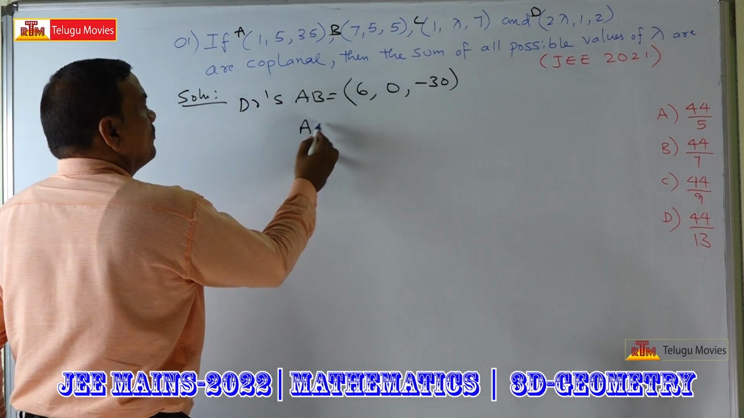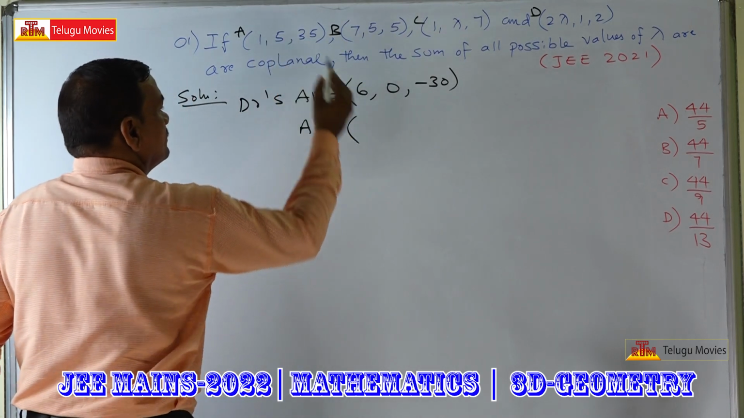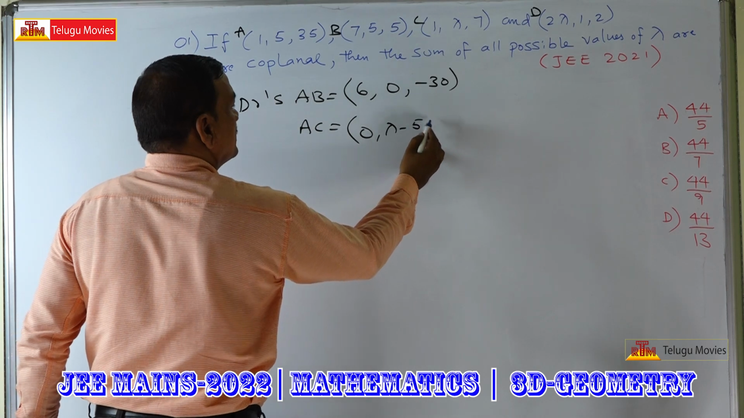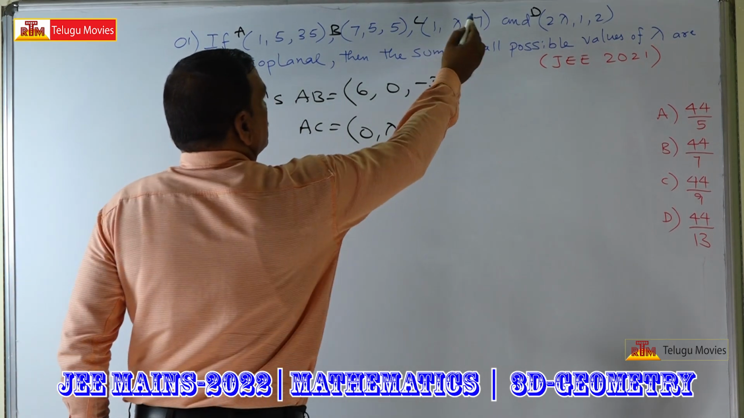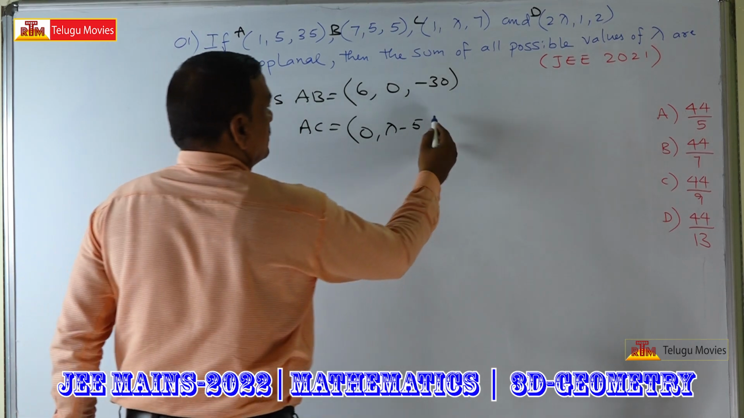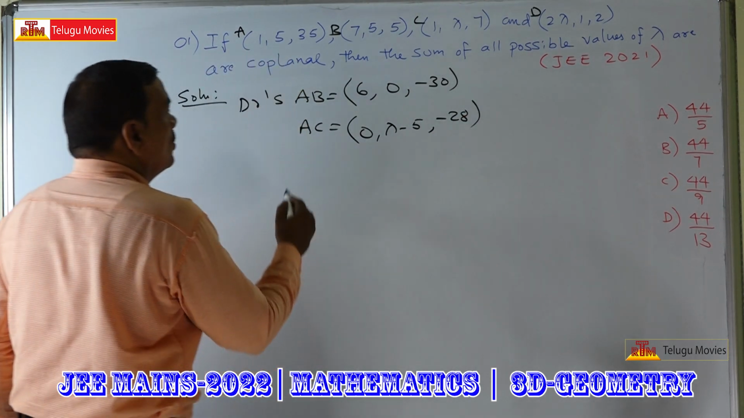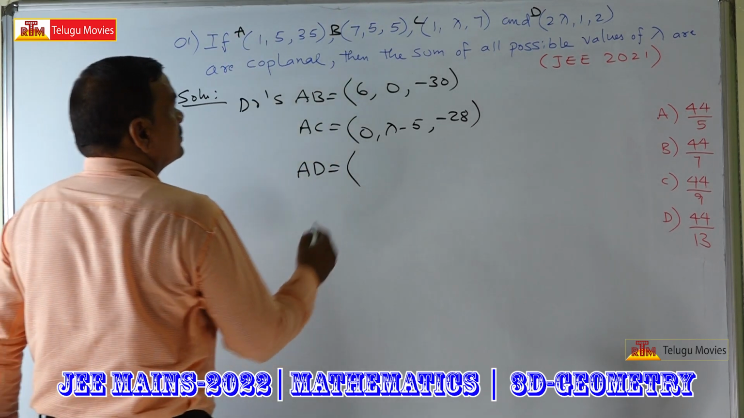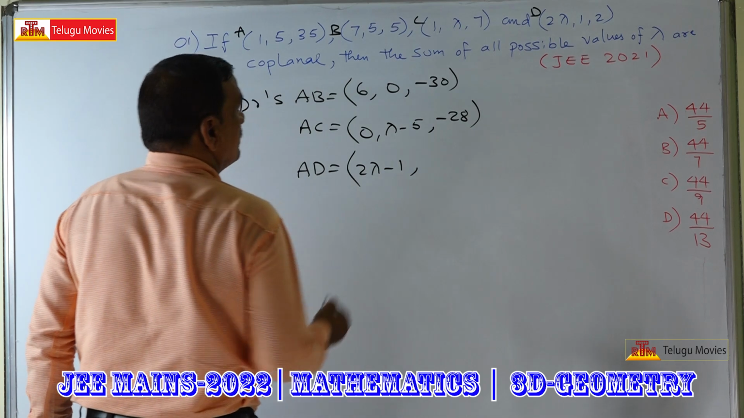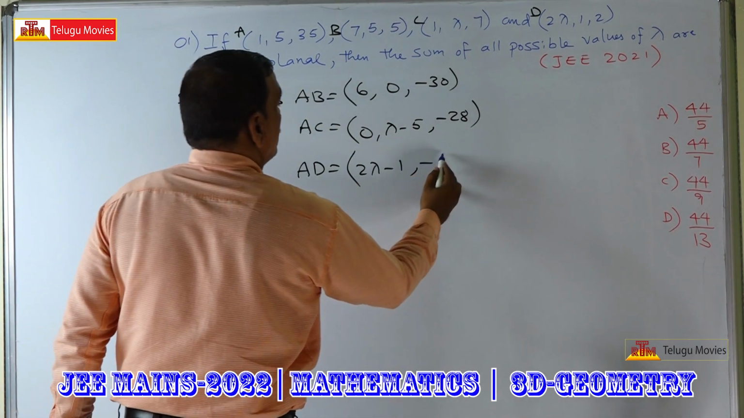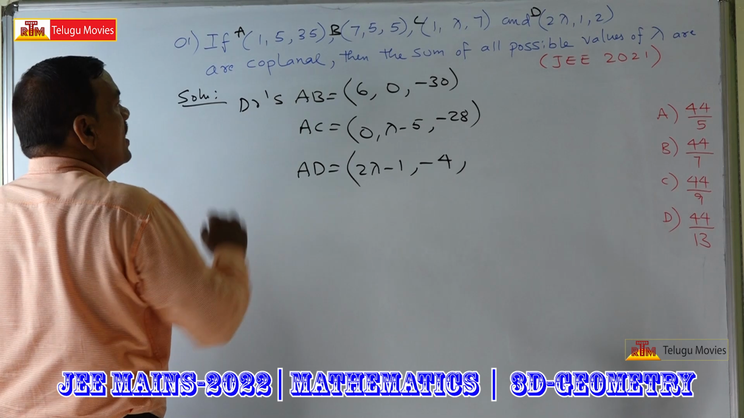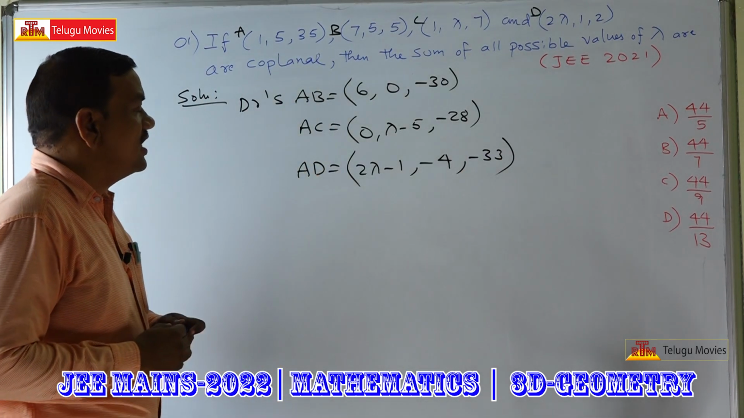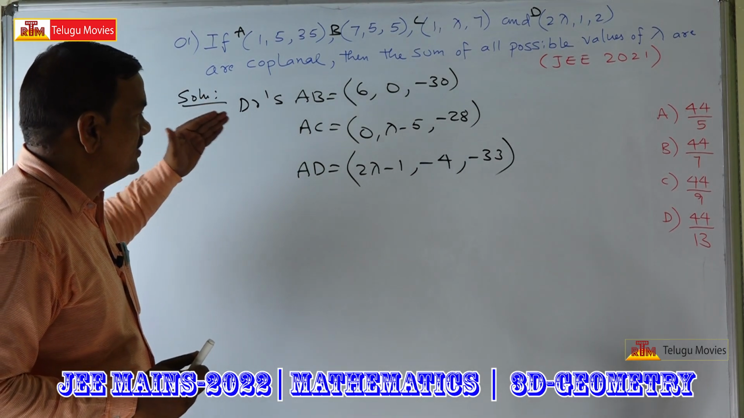What are the DRs of AC? 1 minus 1, 0; lambda minus 5; and 7 minus 35, that is minus 28. What are the DRs of AD? Again, 2 lambda minus 1, comma, 1 minus 5, minus 4, comma, 2 minus 35, minus 33. So, these are the DRs of the lines AB, AC and AD.